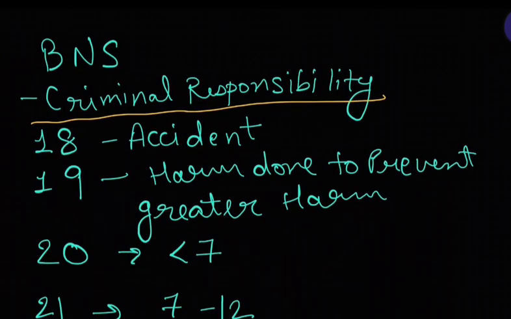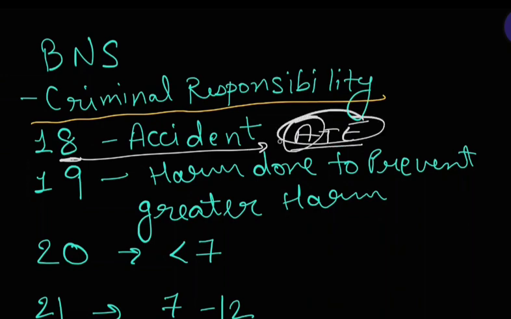So first is 18. Now the mnemonic is 8. By 8, we can remember A for accident. Basically, whenever a crime is committed because of an accident, the person will not be liable for that crime. Criminal responsibility basically means to see if the person is liable or not liable for a particular crime they did.